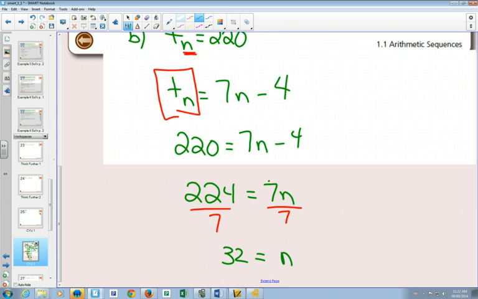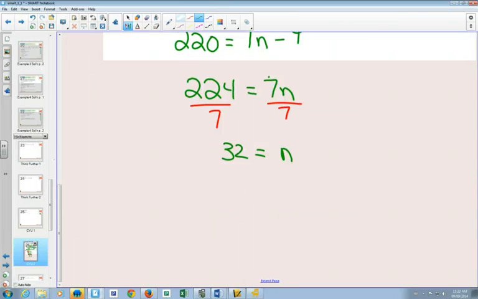Check the bottom. Is it 32? Excellent. Since we figured out n is 32, we know that it's going to be term 32, or you could write that as T32.